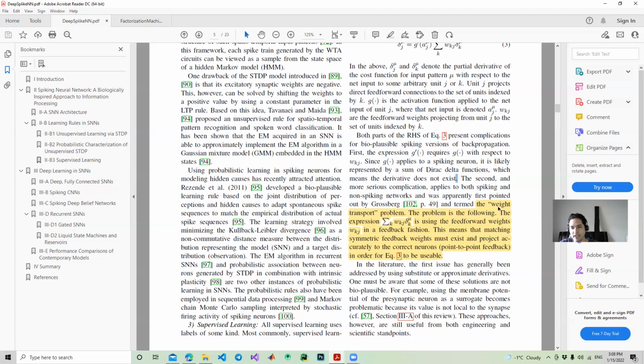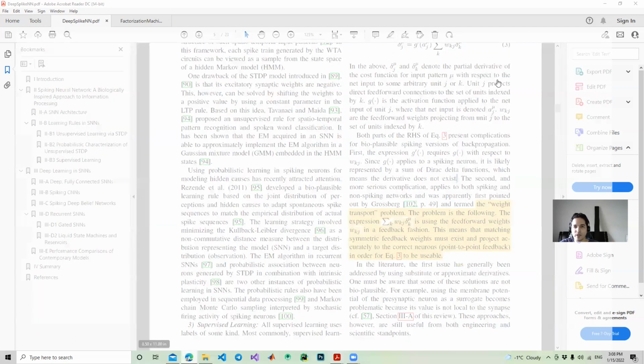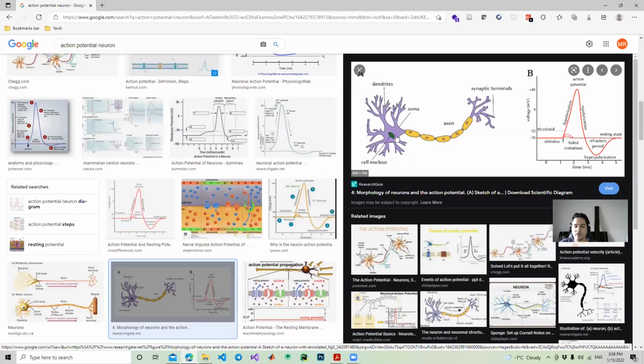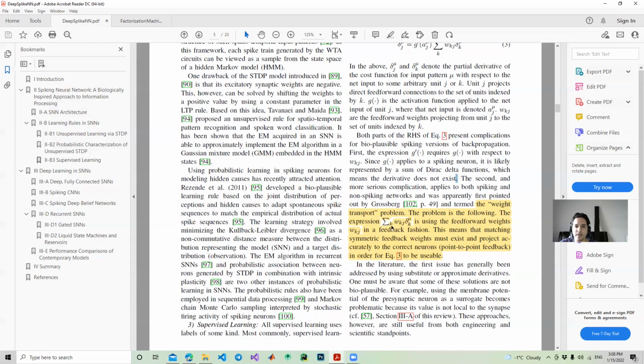But in a biological neuron, in reality, when a neuron is connected to another neuron, is there any information passing to the next neuron saying what the weight of the previous neuron is? We don't have any information about those neurons. The weight transport problem says that this expression here is using the feedforward weight in a feedback fashion. This means that a matching symmetric feedback weight must exist and project accurately to the correct neuron, point-to-point feedback. So if you search about the weight transport problem, you will see some papers that define a backpropagation algorithm by solving the weight transport.